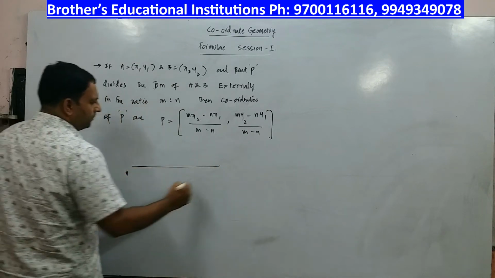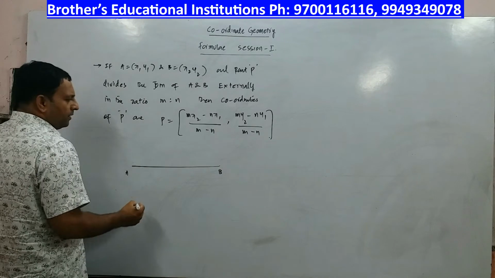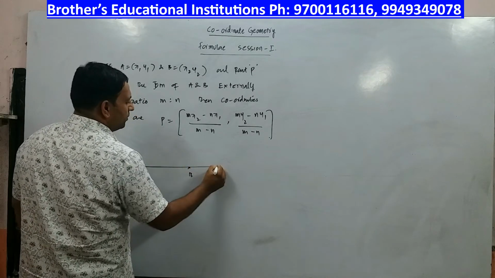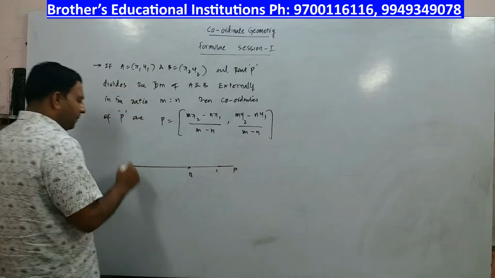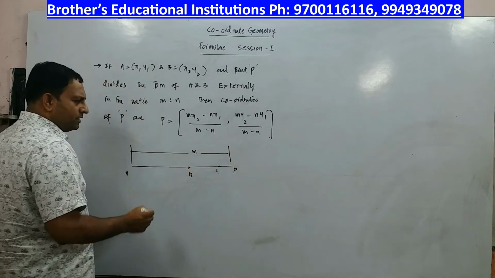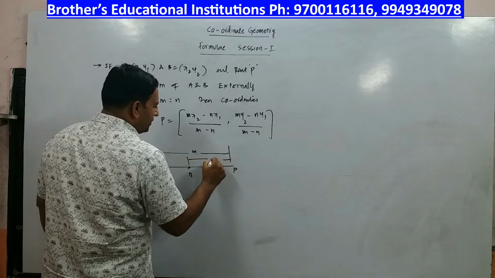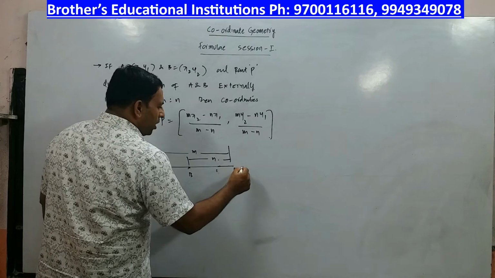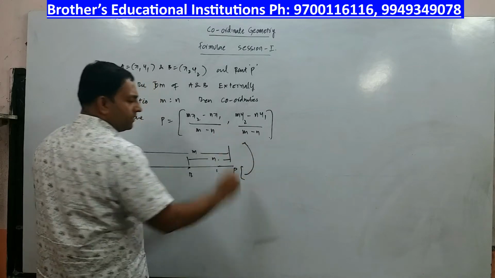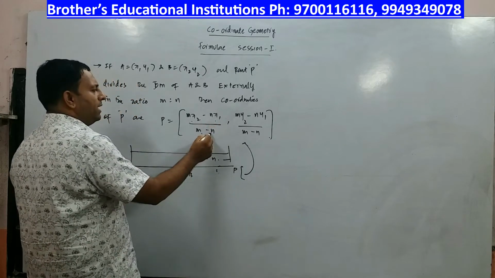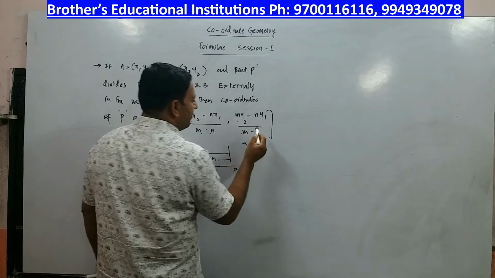It is A, it is B, and P is dividing externally. So let us say somewhere P is here. Now from A to P, if you measure, this distance is n, and from B to P the distance is m, or the ratio of the distances is m is to n. Then the coordinates of P are like this: (m x2 minus n x1) by (m minus n), comma, (m y2 minus n y1) by (m minus n).